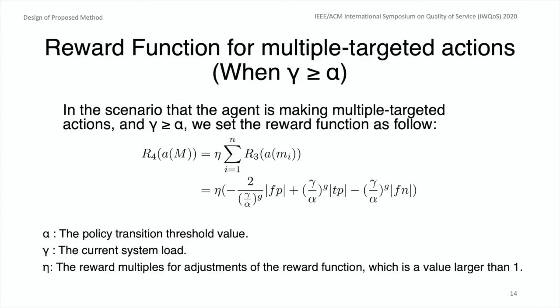larger than 1. Because we also want to encourage the agent to take as many multiple targeted actions as possible. The agent will get more rewards if it did correct under this scenario. The agent will also get more penalties if it didn't do correct actions.